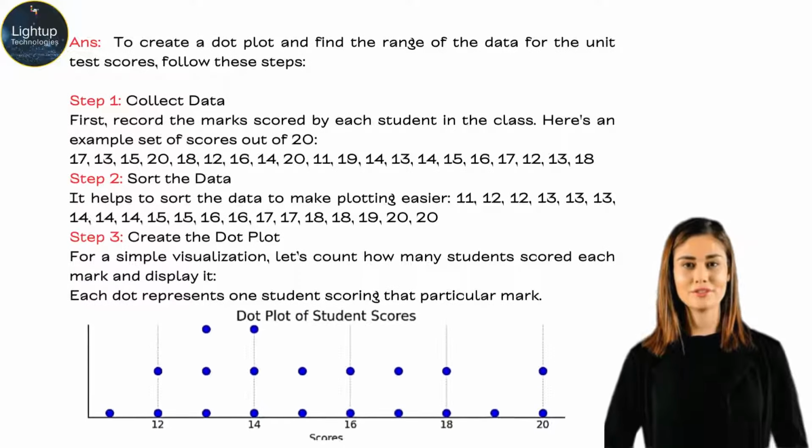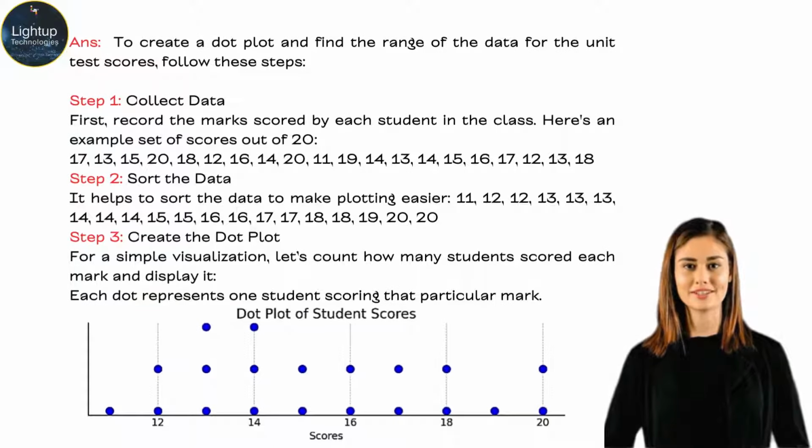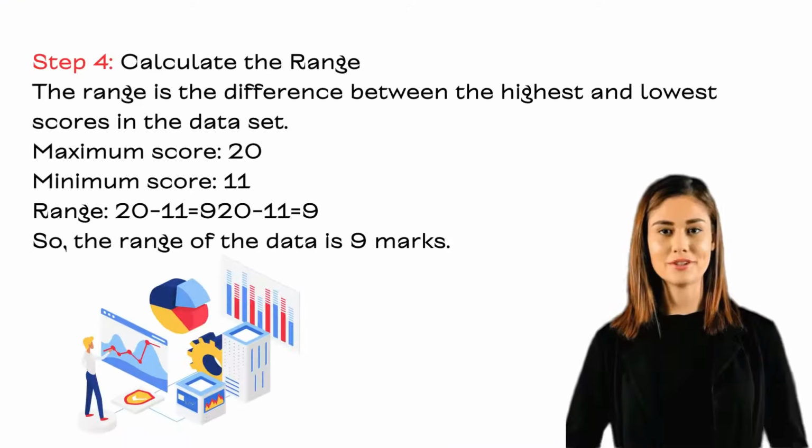To create a dot plot and find the range of the data for the unit test scores, follow these steps. Step 1. Collect data. Step 2. Sort the data. Step 3. Create the dot plot. Step 4. Calculate the range. The range of the data is 9 marks as per the graph.